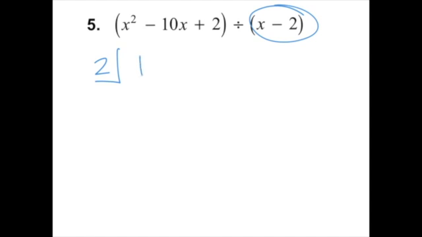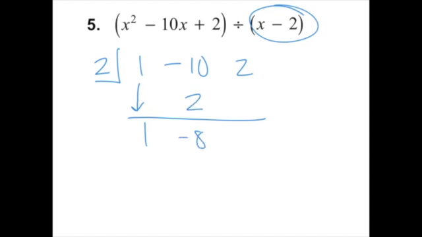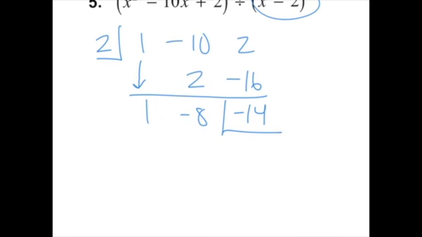We write down all of the numbers without the variables, draw a line, give some space, and drop down the first number. So 1 times 2 is 2, negative 10 and 2 is negative 8, negative 8 times 2 is negative 16, and 2 and negative 16 is negative 14. That last number serves as our remainder. Since this was an x squared here, it now decreases by a degree to x, so that's x minus 8, and then plus the remainder of negative 14 over x minus 2.